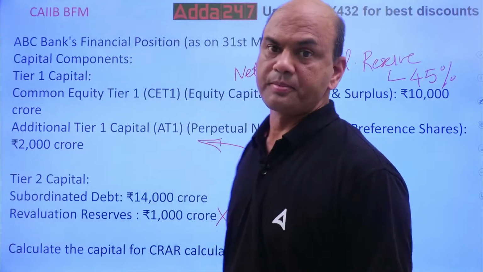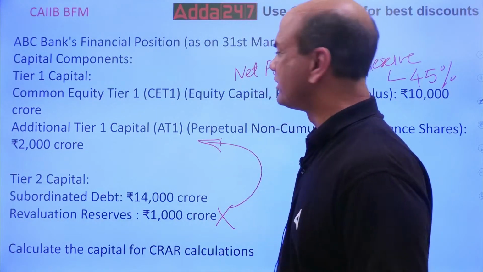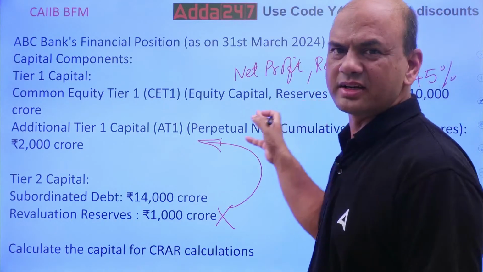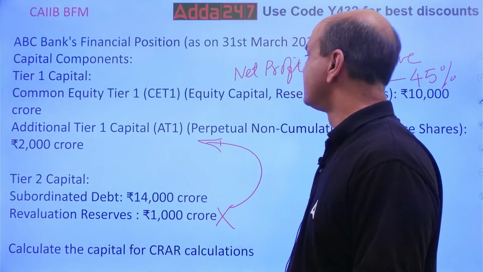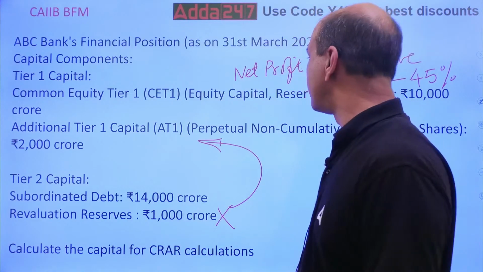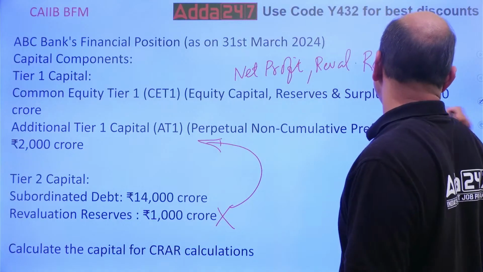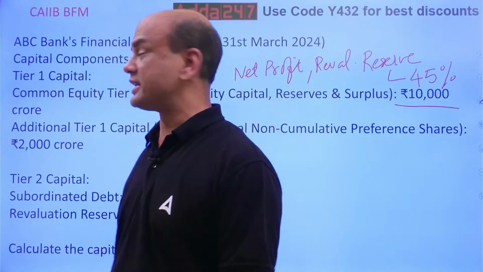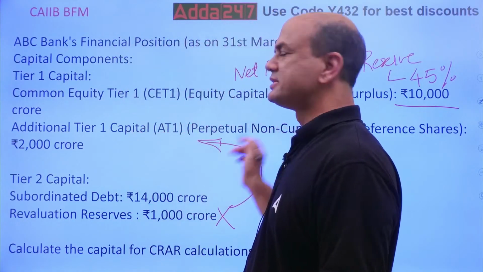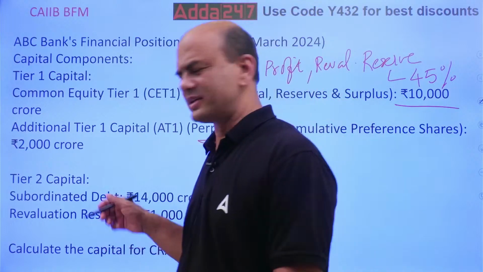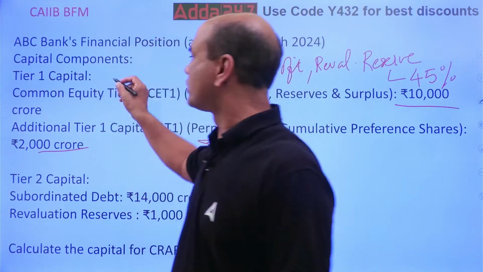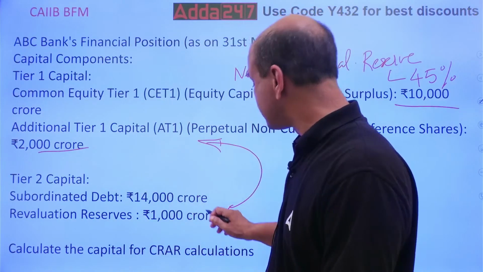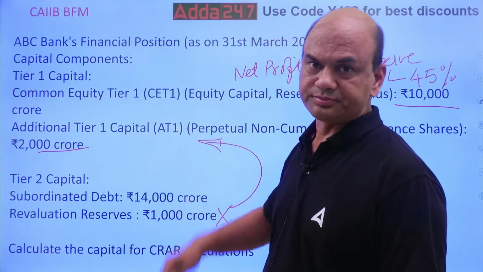Capital. Let's calculate one by one. Tier 1. Okay, let's do it here only, it will be easier for us. So, tier 1. What does tier 1 include? 10,000. So, we'll take this 10,000 as it is. Second one, additional tier 1, PNCP, 2,000. As it is, no change. What is my total tier 1 capital up till now? 10 plus 2, 12,000. But this revaluation reserve, I have taken it over here.